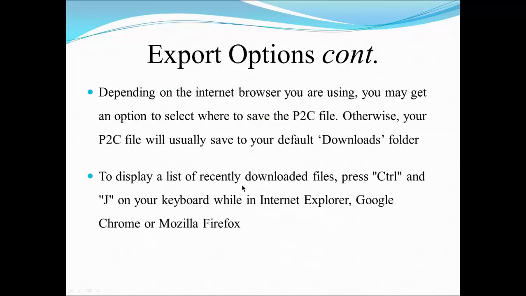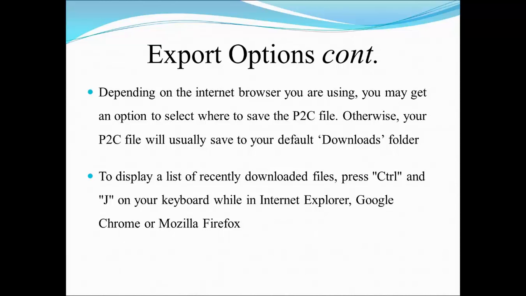With both options, sorry, if you export complete list or export amendments only, once you've selected one of these options, depending on the internet browser that you are using, you may get the option to select where you are going to save your P2C file to. If you aren't given an option, then your P2C file will, in most cases, save to the default downloads folder on your PC. So, for example, if you're using Google Chrome or Mozilla Firefox, these are two internet browsers that don't give you the option where to save to. So by default, they tend to always go straight into your downloads folder for you.